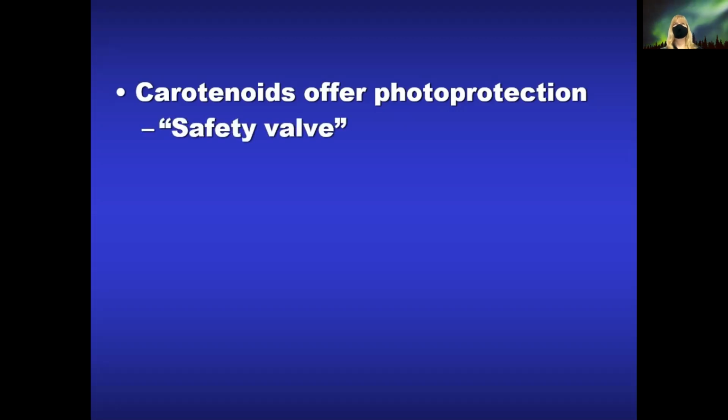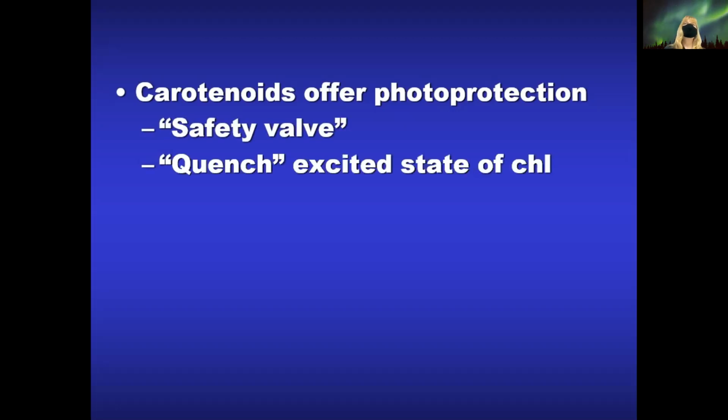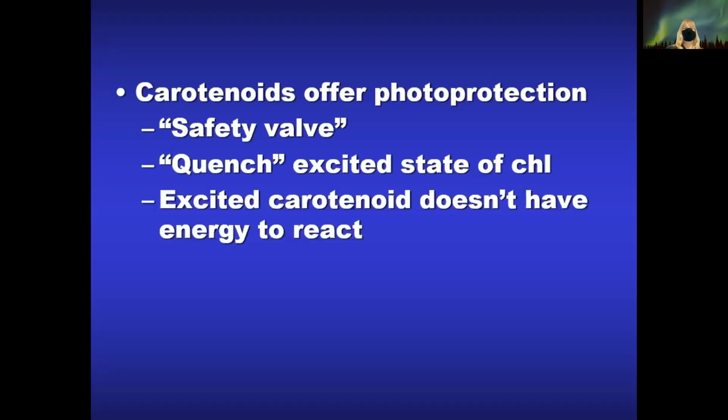And some scientists say they're like a safety valve for the plant to absorb this excess light energy and keep it under control. So they actually use the word quench. The carotenoids can quench the excited state of chlorophyll. So what happens, and I'm going to give you the big picture idea here, is that the carotenoids don't get too excited when they absorb some of this excess light energy. They don't get overreactive. They can absorb it and they can run through a little reaction.